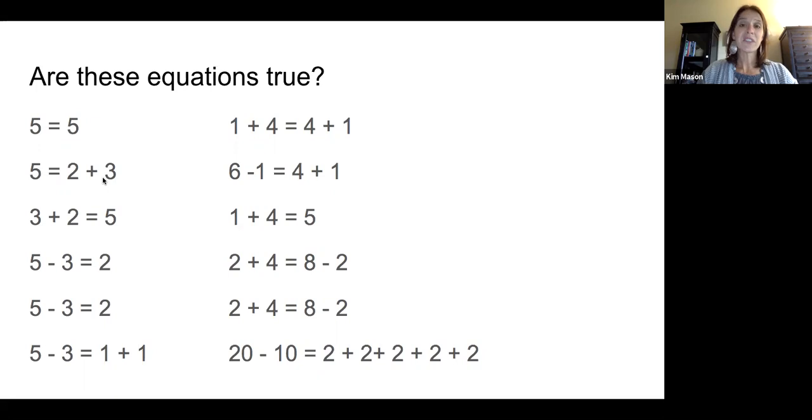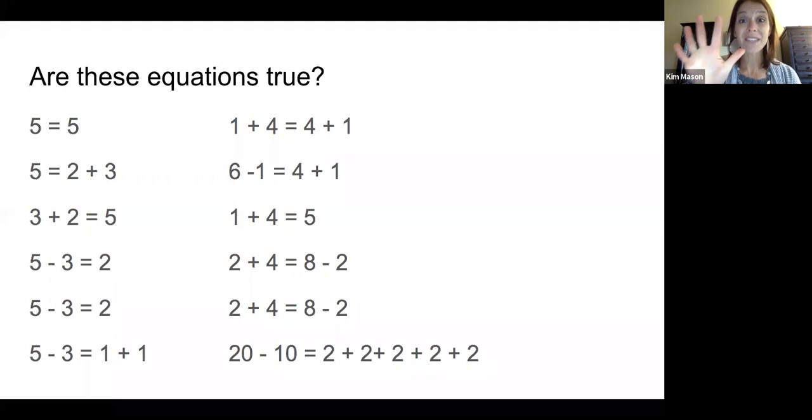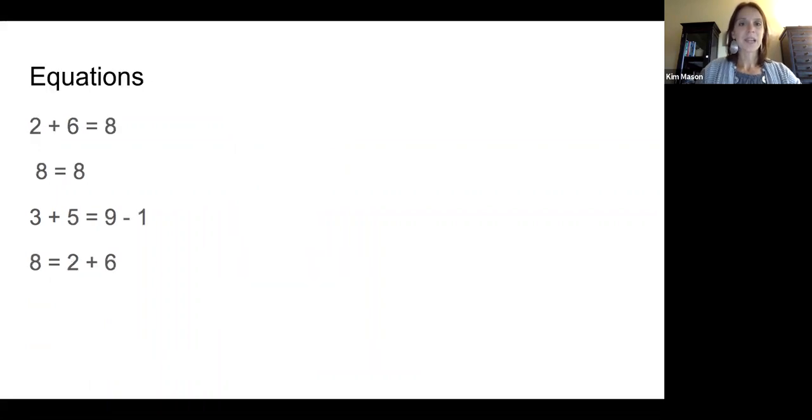Looking here, 5 equals 2 plus 3. That's a little different than what we're used to because usually we see the equation 3 plus 2 equals 5, like we see below there. But all of these are true. If you look at the very bottom, 20 minus 10 equals 2 plus 2 plus 2 plus 2 plus 2. That's 2 five times. That equals 10. 20 minus 10 is 10.